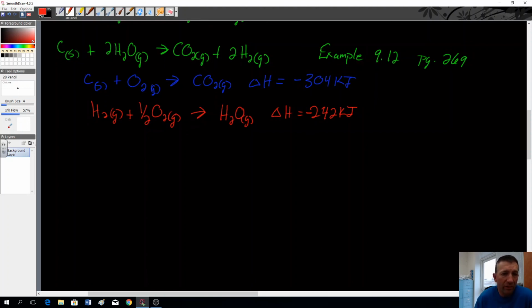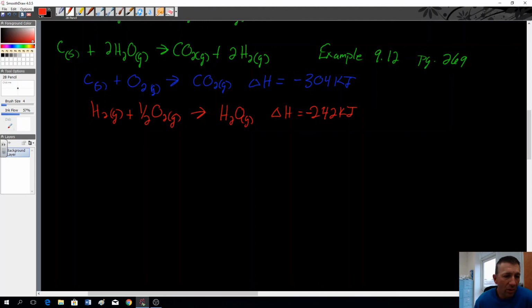O2 is not even in that equation anywhere, so we're not going to worry about that. Over here we've got CO2 on the right side of our equation, and up here it's also on the right side. There's one of them and there's one of them, so that is good. We're not going to do anything with that.